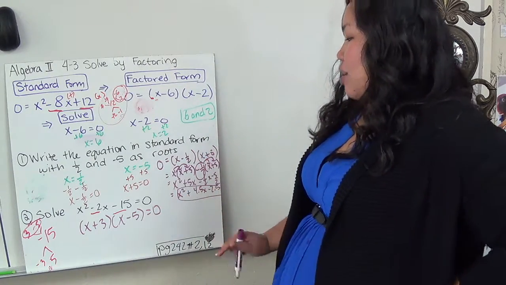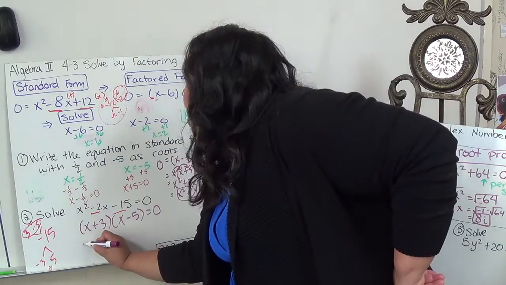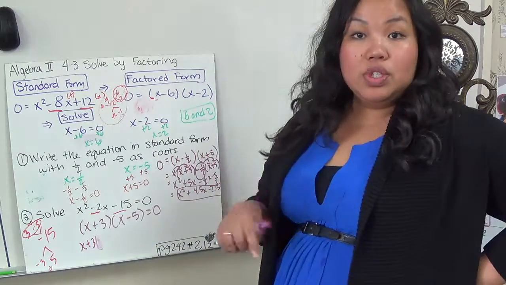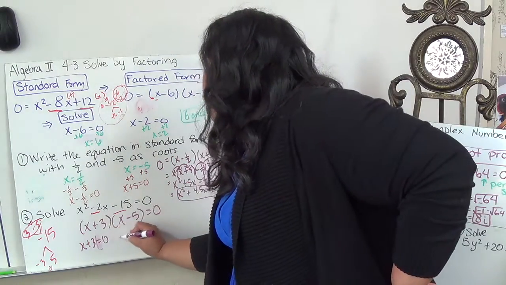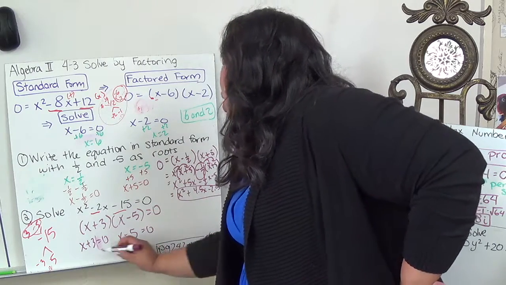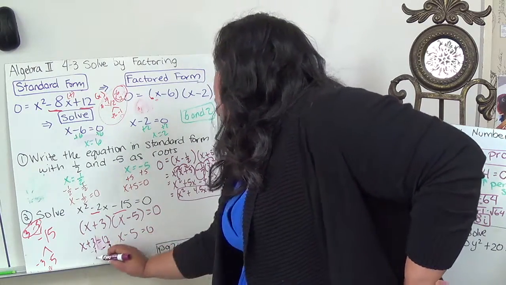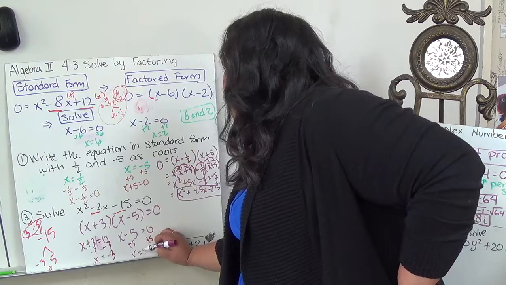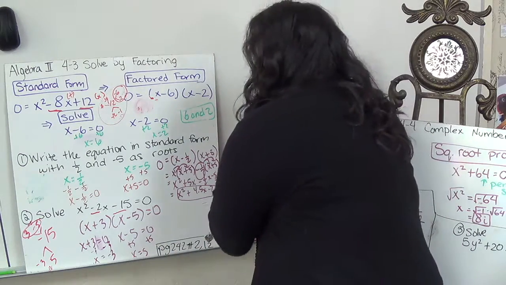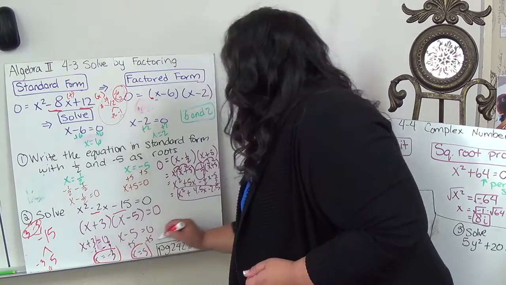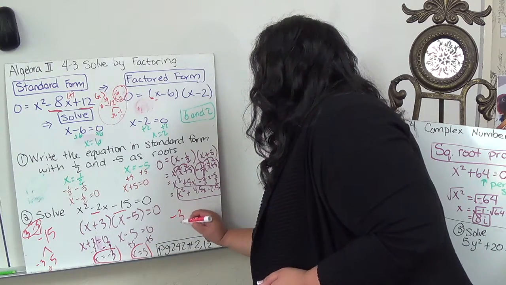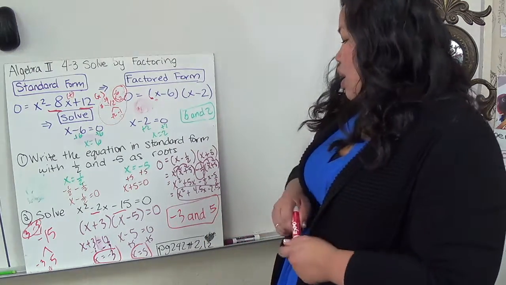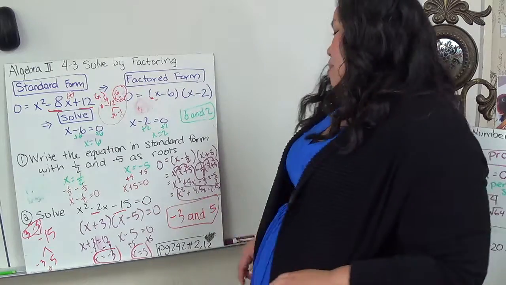So once I have that done, then I just solve two simple problems. x plus 3 equals 0, because if one parentheses equals 0, the whole thing equals 0. So x plus 3 equals 0, and x minus 5 equals 0. And I solve. Minus 3, which gives me x equals negative 3, and then plus 5, so x equals 5. These are my answers. x equals negative 3 and 5. Don't put a comma in between them, because putting a comma shows that they're a point, and they're not a point. So my answer is negative 3 and 5.